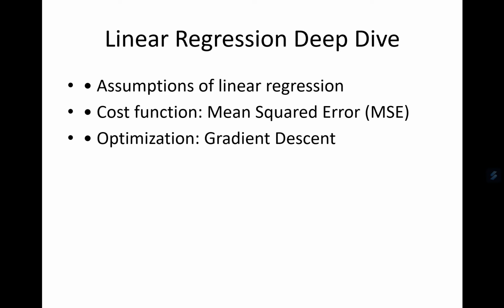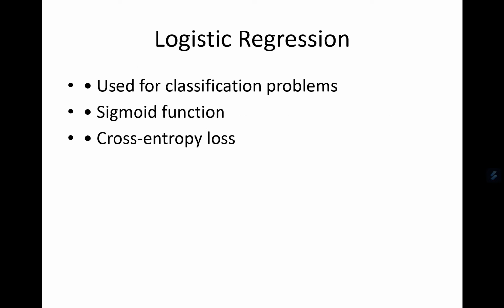And we go into linear regression and deep dive. Assumptions of linear regression, the cost function, which we call mean squared error. The optimization is called gradient descent. For classification problems we use logistic regression, with the sigmoid function and cross entropy loss.